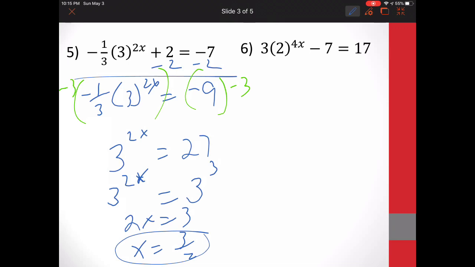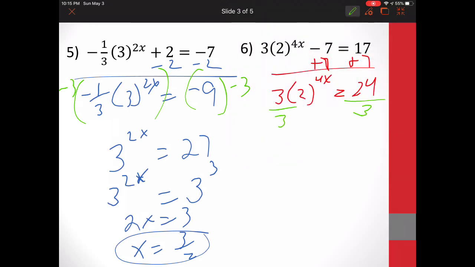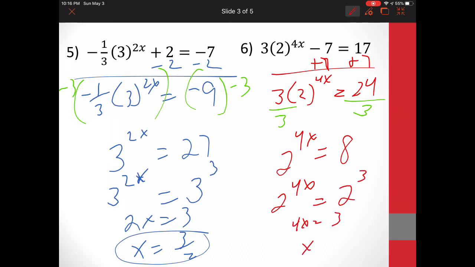So take care of everything else first, as I will do again here. I'm going to add the 7 first. You get 3 times 2 to the 4x equals 24. And then I'm going to divide by 3 here. Don't multiply those, guys. That's a bad thing. Don't multiply them. All right, so 2 to the 4x equals 8. And we have done this, I think, 3 times already. That 8 is 2 to the third. So you get 4x equals 3. And divide by 4, you get 3/4. Okay? So it's pretty basic once you get used to it, but you got to get used to it.